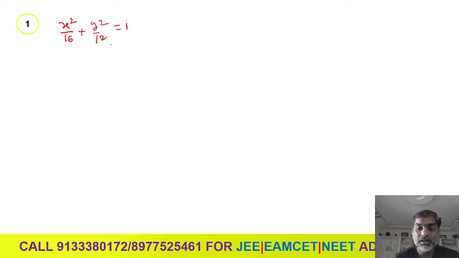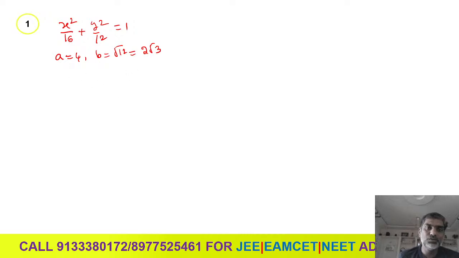Now we have discussed many points in the previous slides. Let us see how that all will work out with this question. x square over 16 plus y square over 12 is equals to 1. First let us find the value of a. What is the value of a here? The value of a is under root of 16, that is 4, and the value of b is under root of 12, which is nothing but 2 times the square root of 3.